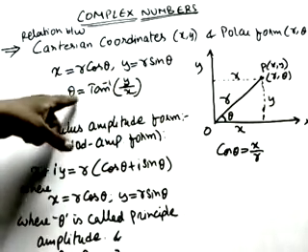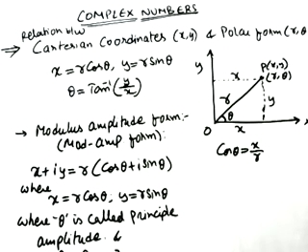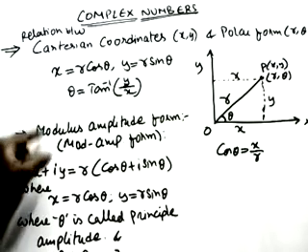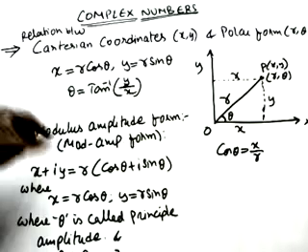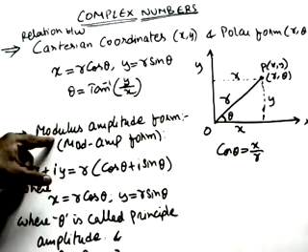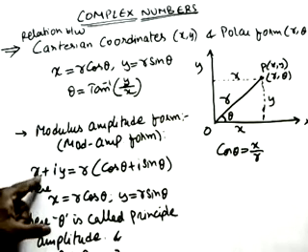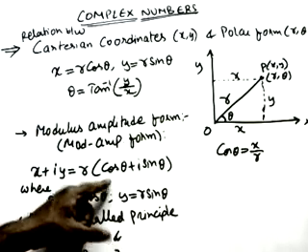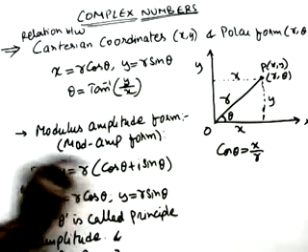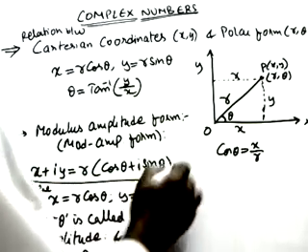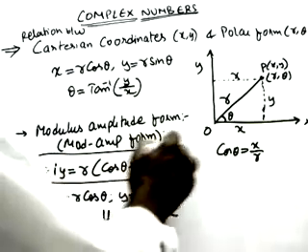If you divide these two, you will get tan, so theta will be tan inverse y by x. Now watch carefully. When we write the modulus amplitude form, we have to change the Cartesian form into polar form. How? x plus iy equals r into cos theta plus i sin theta.